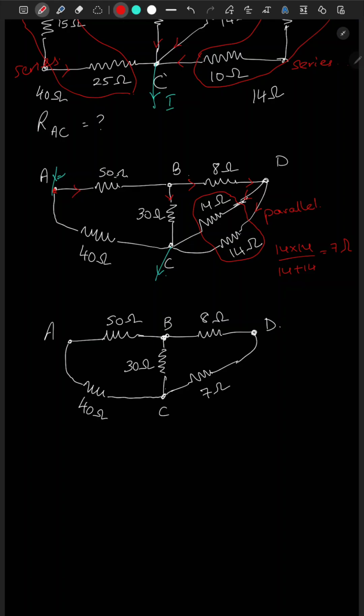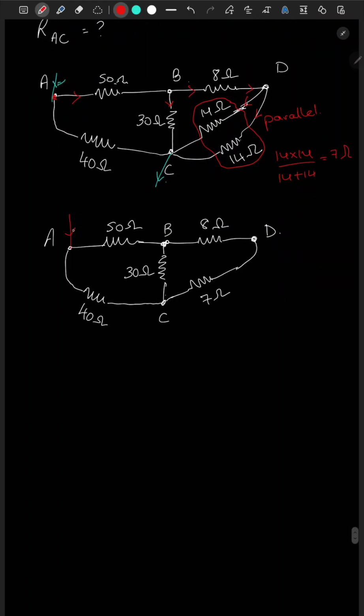Okay, now let's redraw the current again. So it enters A and leaves at C. So to go to the 50 and then reach junction B, and we travel in these two branches. Therefore, the same current will travel from B to junction D and to this 7 ohms. So the same current will flow here. These two are in series because the same current will flow. So let's write it series. We have to add their resistances, which is 15 ohm.